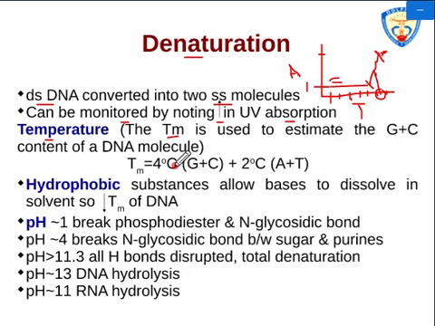That is the temperature at which approximately 50% of the DNA is in the double stranded form and 50% is in the single stranded form. So Tm value can be calculated by this curve. This curve is known as a melting curve. So a melting curve is a curve that is plotted between temperature at the x-axis, absorbance at the y-axis.